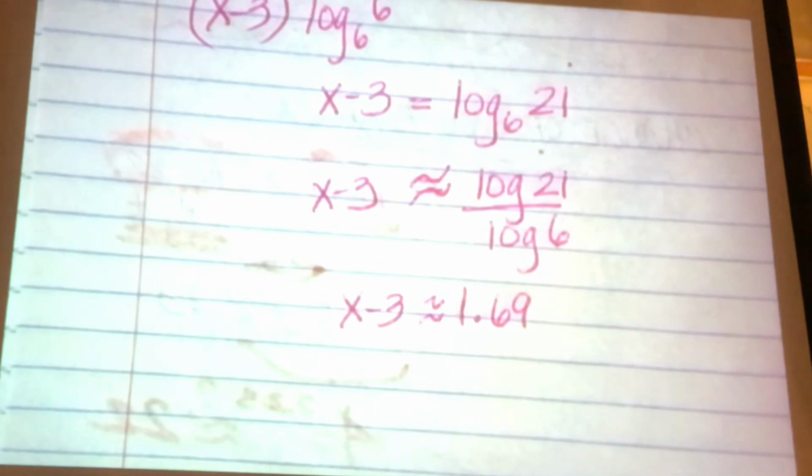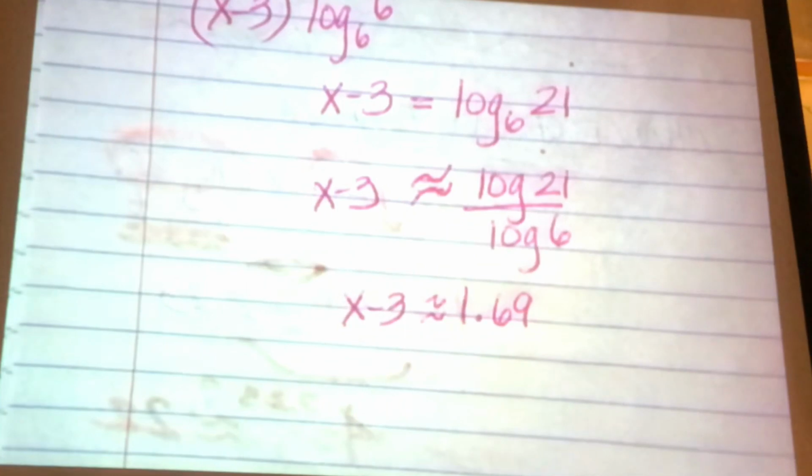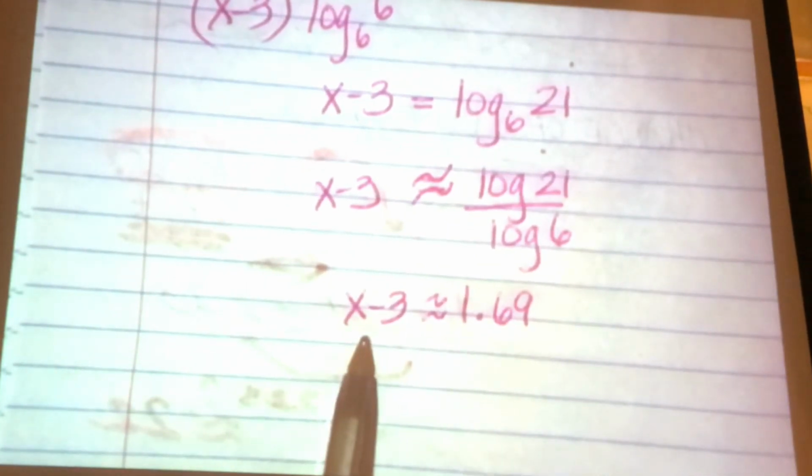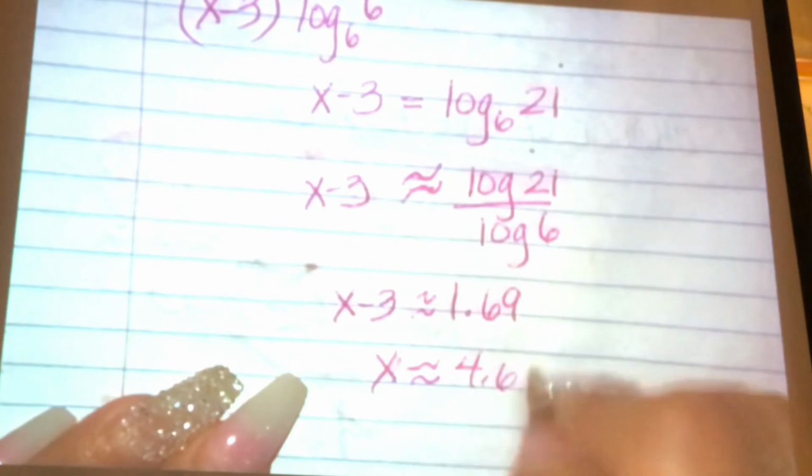1.69. Am I done? Do I want x or do I want x minus 3? I want x. What was the point of the log? To solve for the exponent. All right, I got the exponent isolated. Now I can solve for x. Please do not stop here. I want the variable. So let's add 3. So x is approximately 4.69.